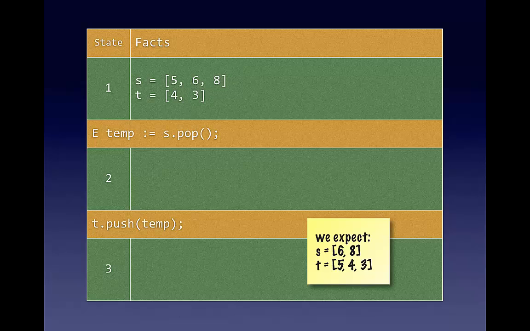The first statement here is an assignment. We're assigning the result of the pop operation to the variable temp. But we don't know the code for the pop operation. And this is the point. We don't need to know the code for the pop operation because we have its specification, and components are usable solely on the basis of their specification. So let's look at the specification for the pop operation.